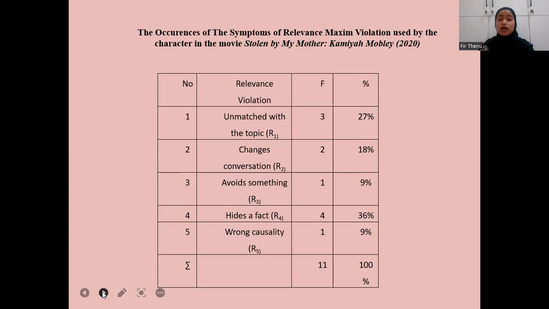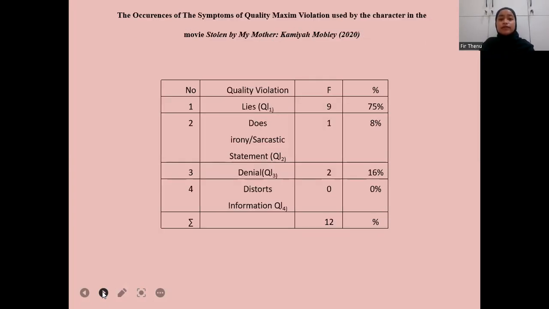As you can see in the table, when the speaker hides effect is the highest among the 5 categories. It can be seen that in this movie, the characters tend to violate the maxim of relevance in order to hide the fact about the reason behind the story. So the occurrences of the symptoms of manner maxim.